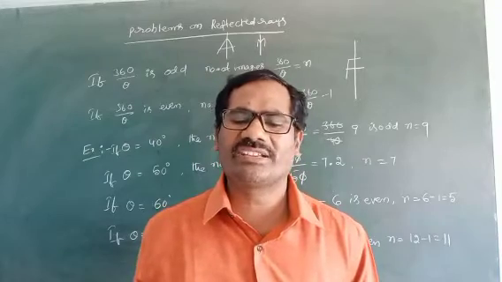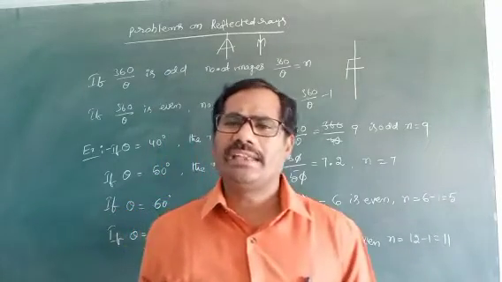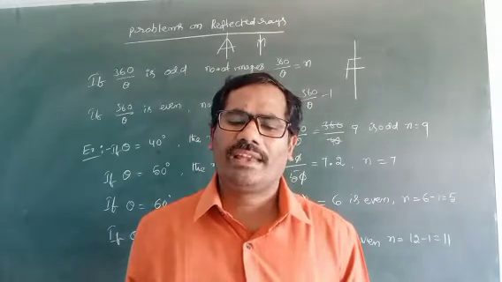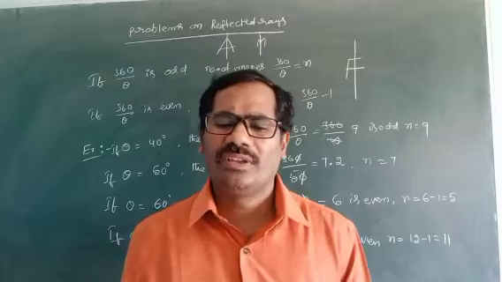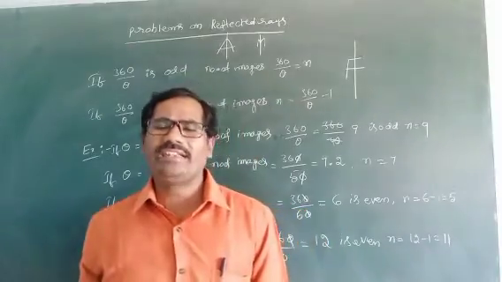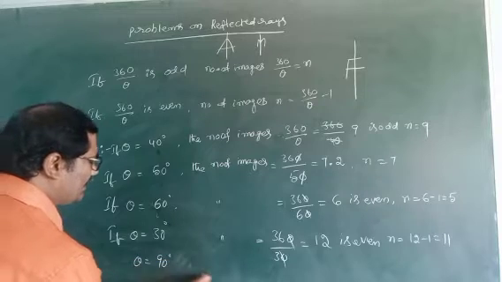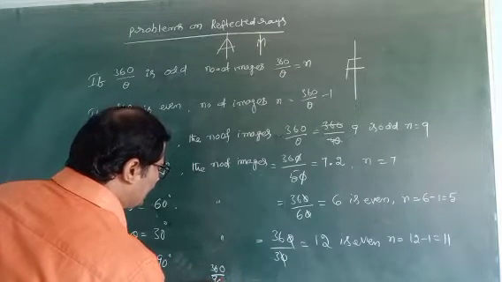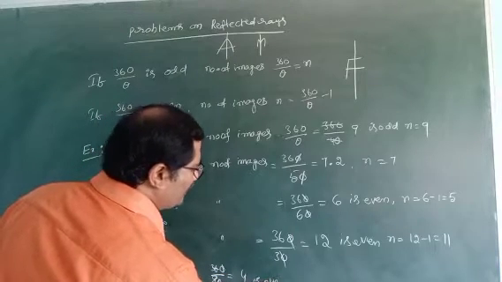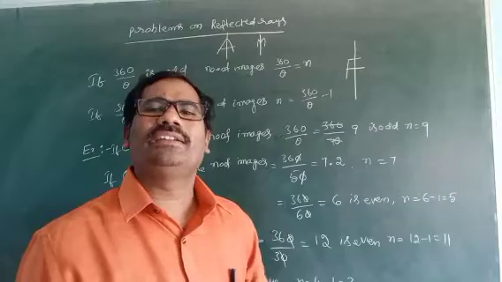If the object is placed symmetrically on the angle bisector of the two mirrors, n equals 360 by theta minus 1. If the object lies unsymmetrically, n equals 360 by theta. That is the direct answer. For example, if theta equals 90 degrees, 360 by 90 is 4, which is even, so the number of images is 4 minus 1, which is 3.